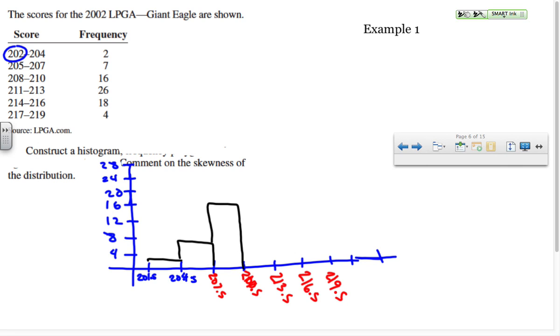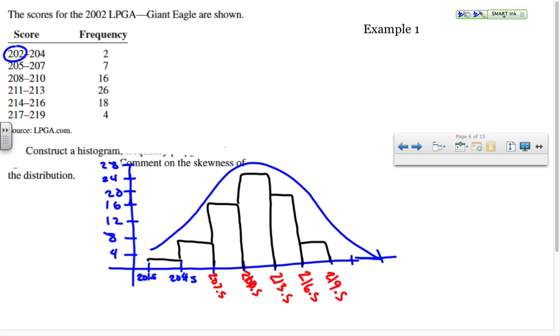Let's make sure I'm in the right spot. 210.5, 213.5. So this goes all the way up to right here. Then I go to 18, which is a little bit bigger than the 16 one, and 4. Okay. Now you'll notice this isn't a perfect bell-shaped curve, but it is pretty close. So I could call this a bell curve, which means that the data is evenly distributed.